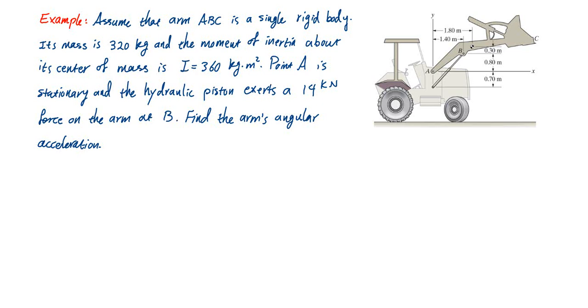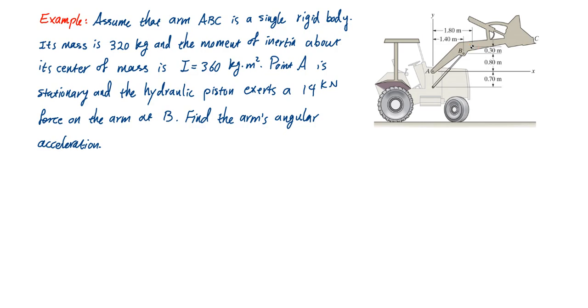So in this example, we are told that arm ABC, we can assume, is a single rigid body, right? This arm going from there to there, connecting to the main structure at point A using a pin. We know the mass of that arm is 320 kilogram, and the moment of inertia about its center of mass, represented by this black and white colored dot circle, is 360 kilogram meter squared.